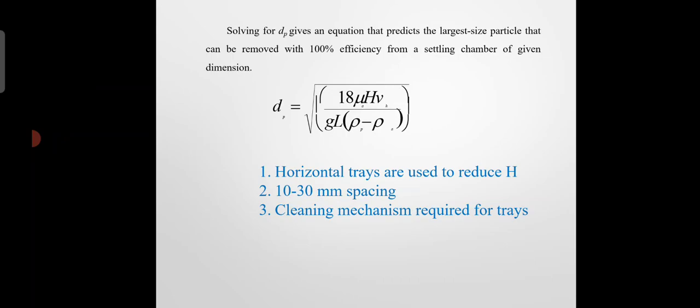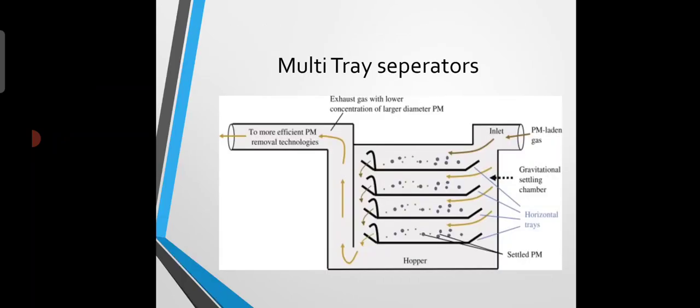So horizontal trays can be introduced to reduce the depth of the settling chamber. If you are introducing more settling zones, then the spacing between each other should be between 10 to 30 mm. So a cleaning mechanism is required. In order to reduce the depth of the settling zone, multiple tray separators are used. So we can see here there are 4 trays, whose cross section is given as horizontal lines in a tray format.